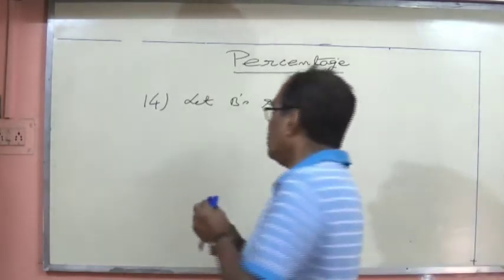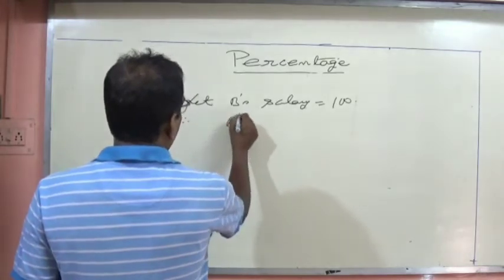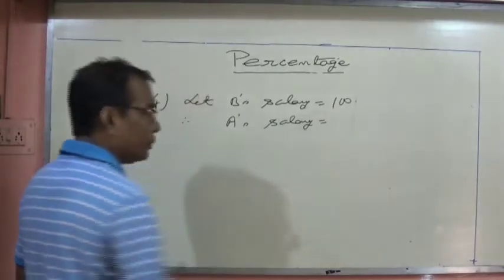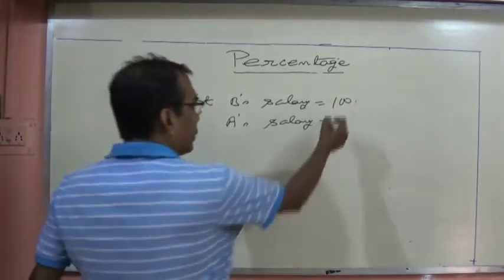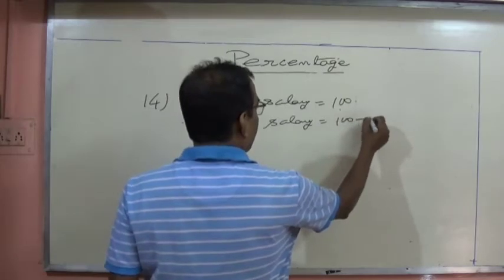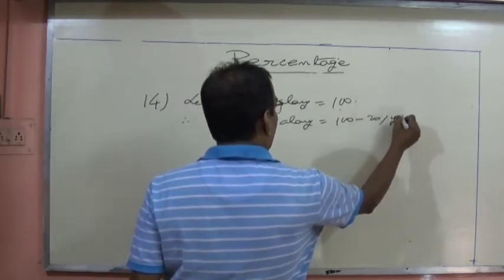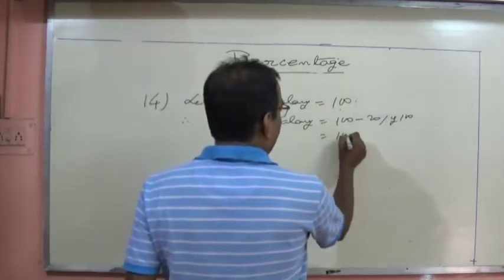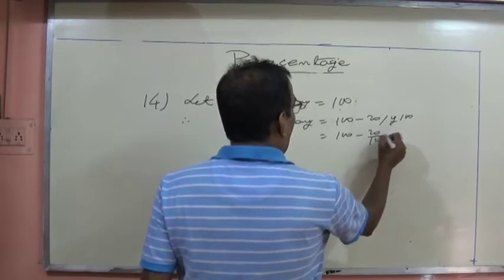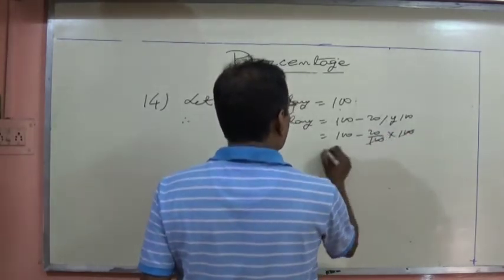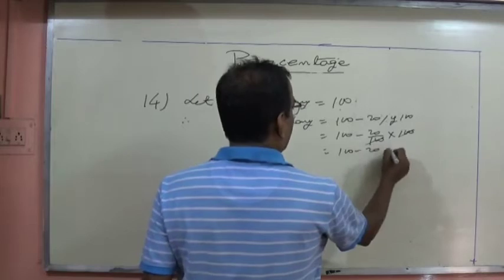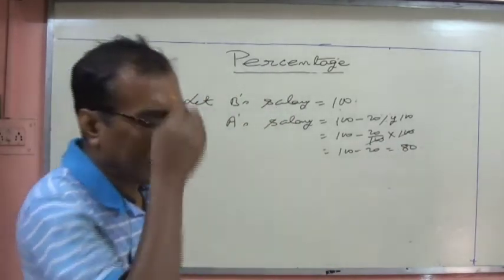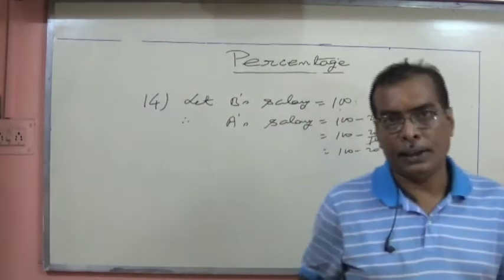So A's income will be how much? Therefore, A's salary or income is 20% less than this one. How much will it be? 100 minus 20% of 100. Mathematically, you have to take calculators, not mentally. You have to show it. 100 minus 20 by 100 of means into 100. 100 is supposed to be cancelled, is equal to 100 minus 20 is equal to 80. So when B's salary is 100, A is getting 80.